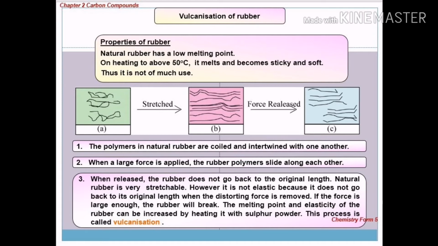You can increase the melting point and elasticity of the rubber by heating the latex with sulfur powder. This process is called vulcanization.